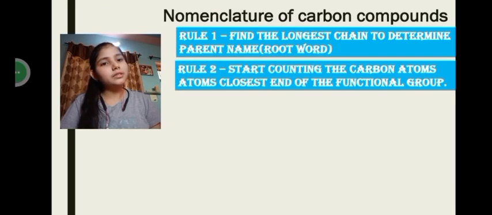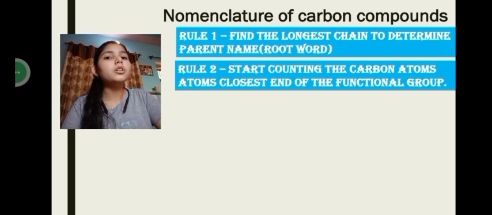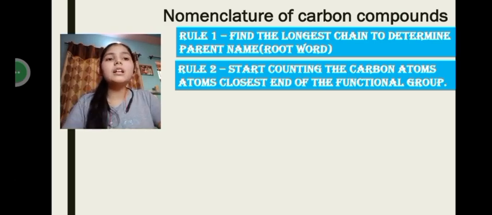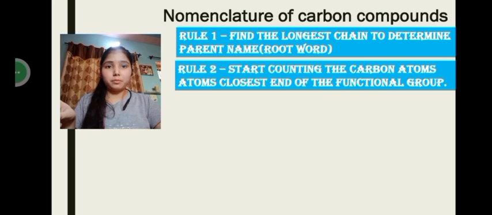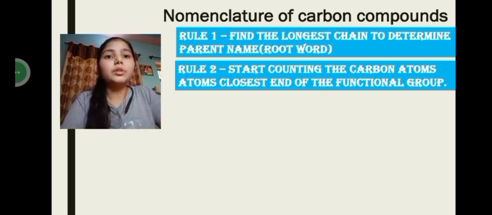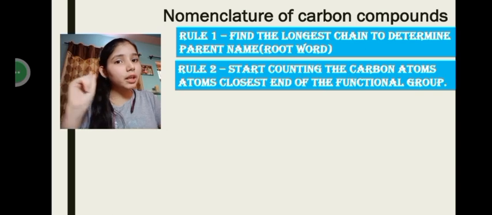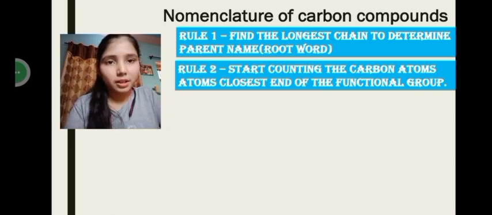So I know you are clear with rule 1. Rule 2 is to start counting the carbon atoms closest to the functional group. If a functional group is present, then start counting the carbon atoms from the functional group. The main parent chain should contain the functional group, and when numbering the carbons, the smallest number should be given to the functional group. The condition is that the carbon the functional group is attached to should be present in the parent chain.